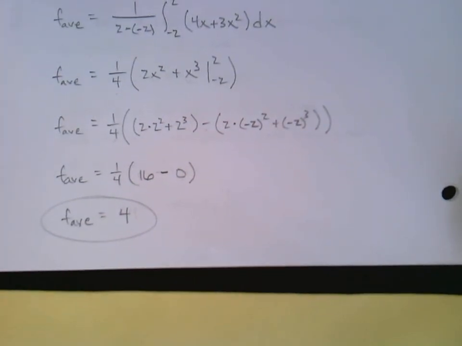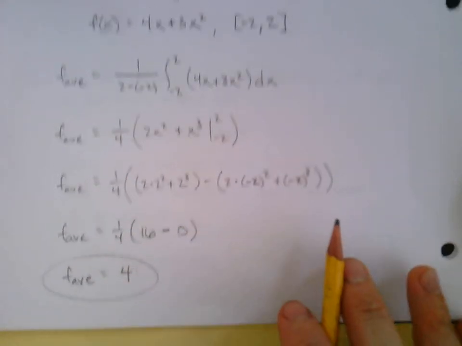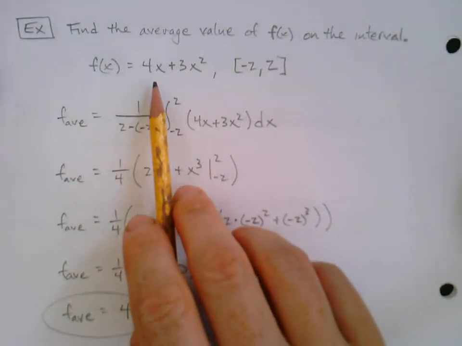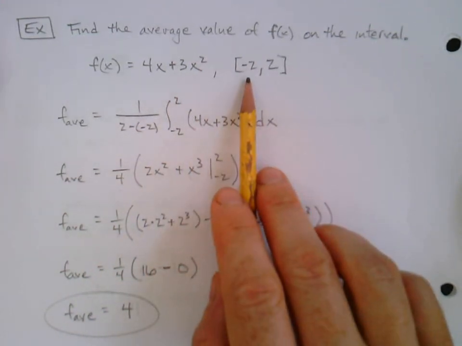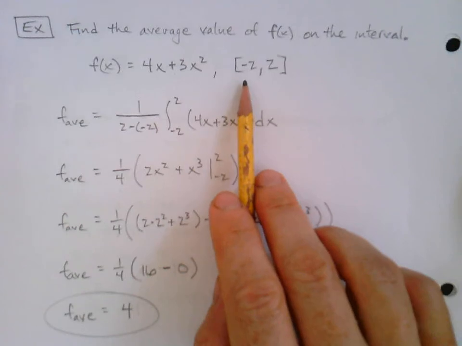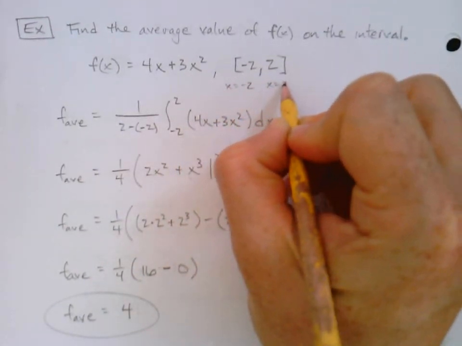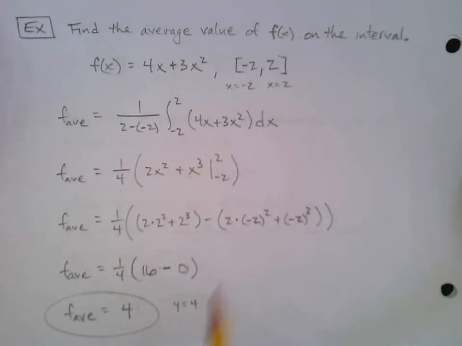Here's what I will encourage you to do as I end this part of the section. Go into Desmos. I wish we were in class and we could do this together. It'd be so awesome. Go into Desmos, graph this function right here, 4x plus 3x squared. Graph vertical lines, x equals -2 and x equals 2. And then graph y equals 4, and these three will make that rectangle.